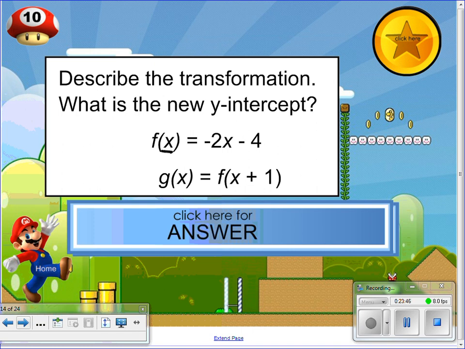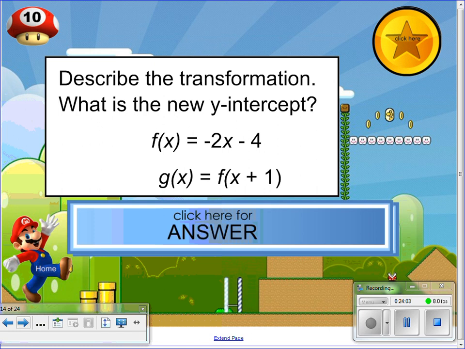So here's what we're going to do. We're going to describe it. So we see that we have a horizontal shift, and it's moving to the left 1 because we have plus 1. Remember, plus means that it's going the opposite direction. So it should be moving to the left 1 unit.